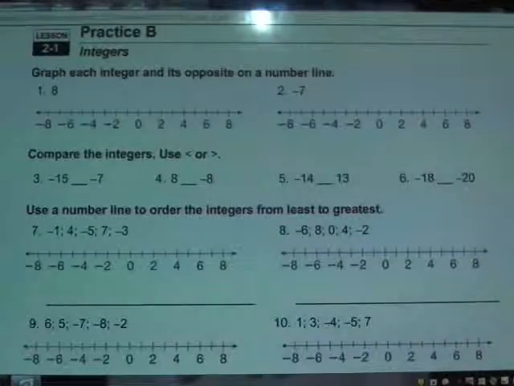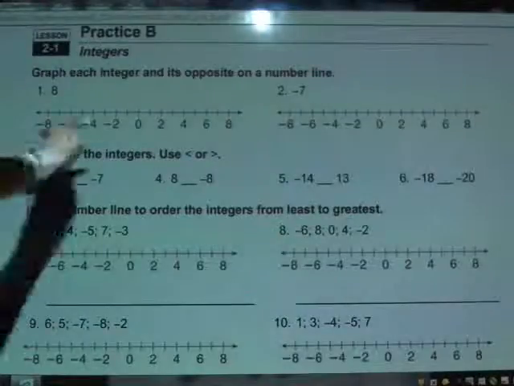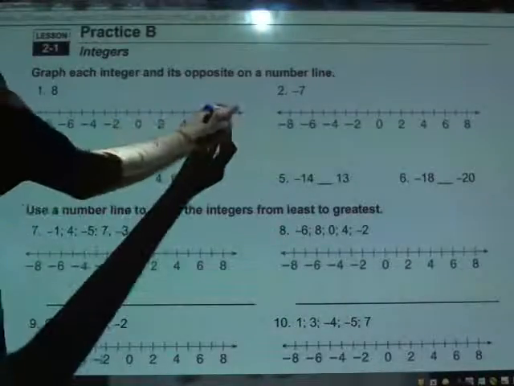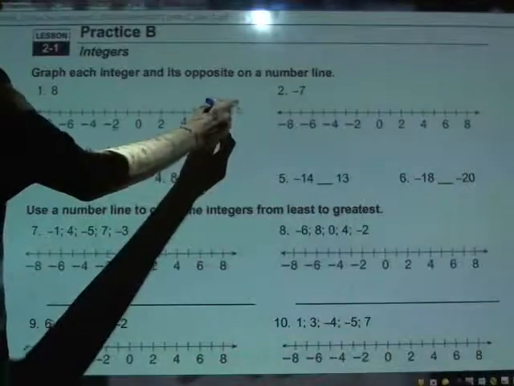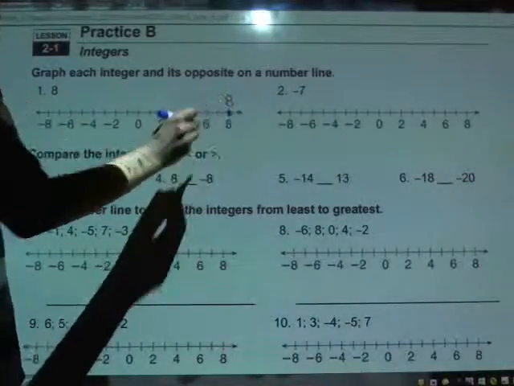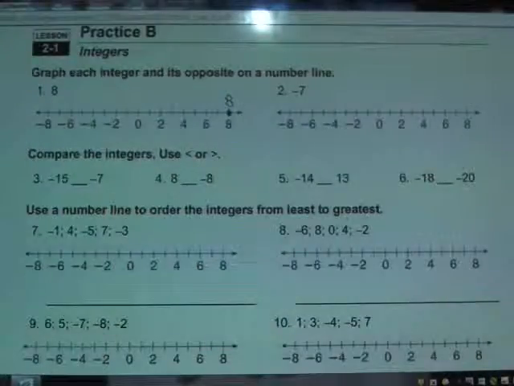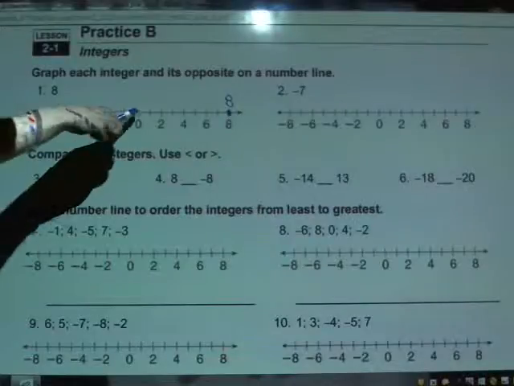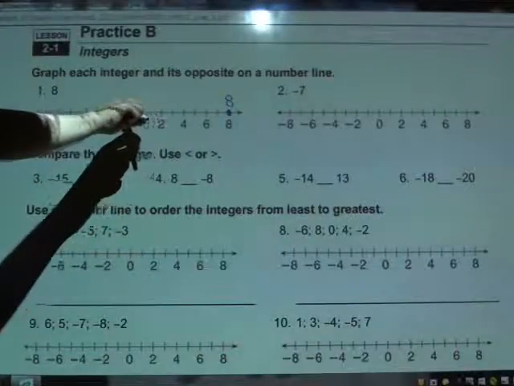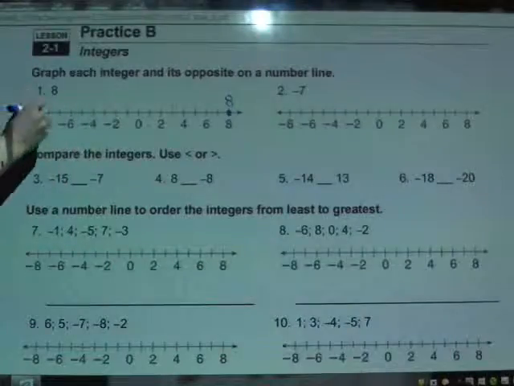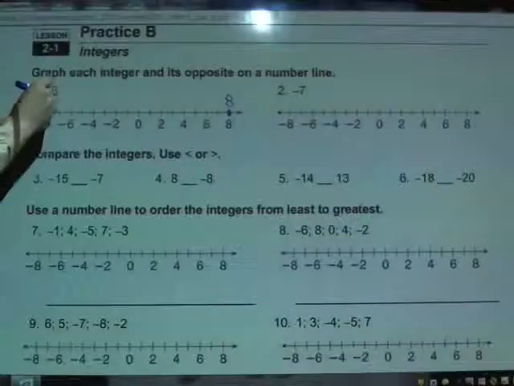They're asking us to start off and plot 8 on the number line. Well, that's easy enough because 8 is directly on this number line as drawn. As we can see, the point that represents 8 is right here on the number line. Remember, its opposite is the same number of spaces away from 0, but in the opposite direction. So this is 8 away from 0 to the right. The number that's 8 away from 0 to the left would then be its opposite. So here is -8, which is its opposite.